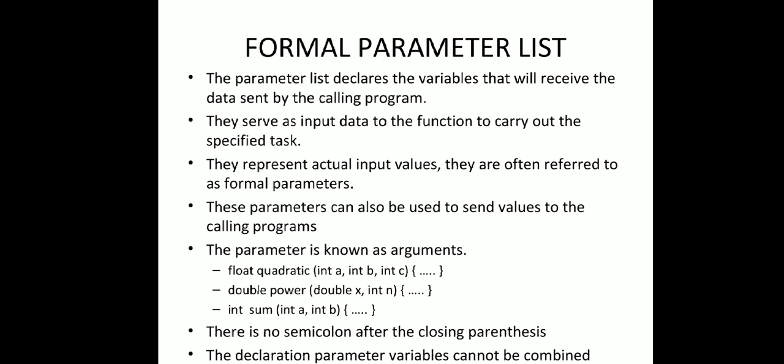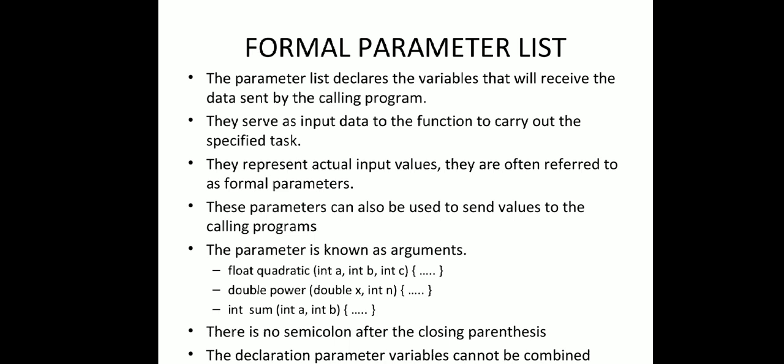Parameters are also known as arguments. So instead of parameter list, you can also say argument list. One example for a function is float quadratic. Here float is the function type or the return type. It means the quadratic function is going to return a floating value. So in your return statement, you have to give only floating values, or any expression which will give a floating value as the result.